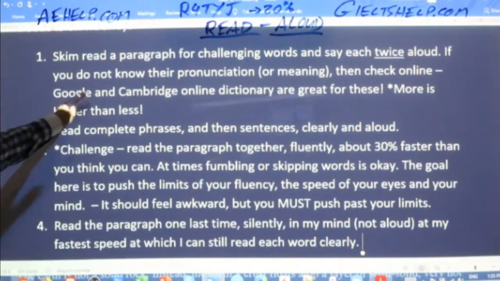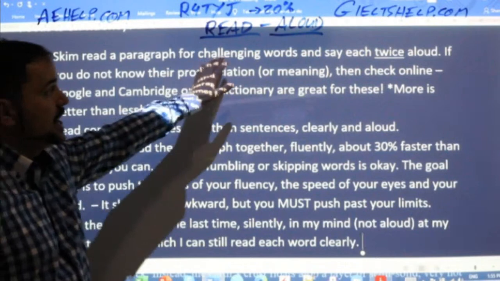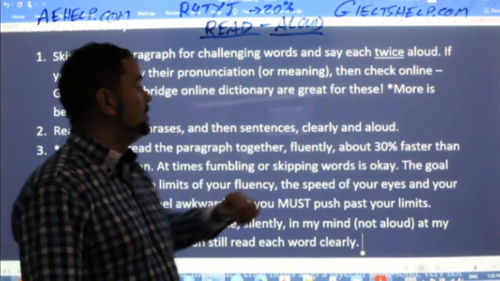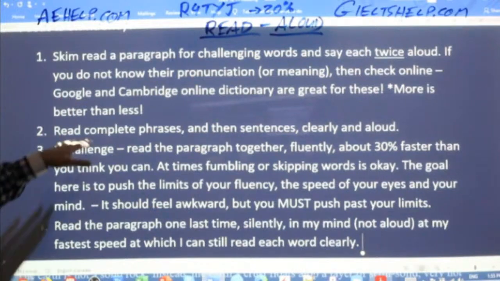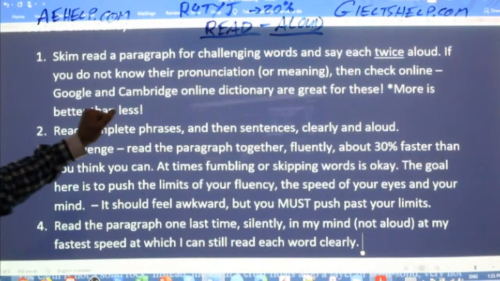So step number one, skim read the paragraph for challenging words. Read each one of them twice aloud. If you don't know their pronunciation, check it online. Underlining more words is better than less.